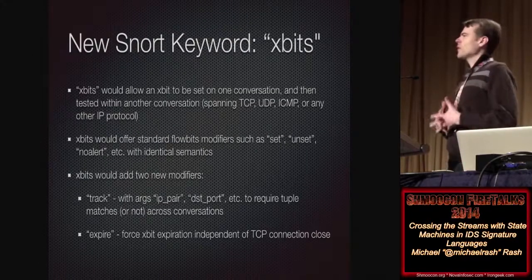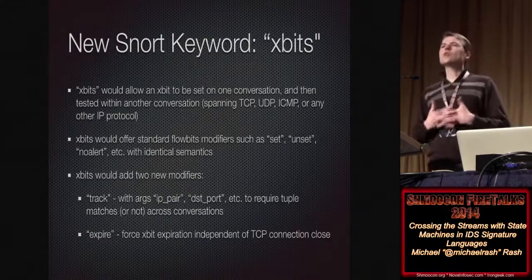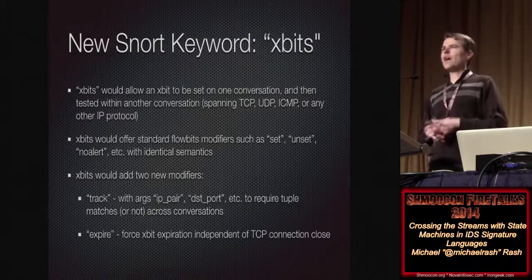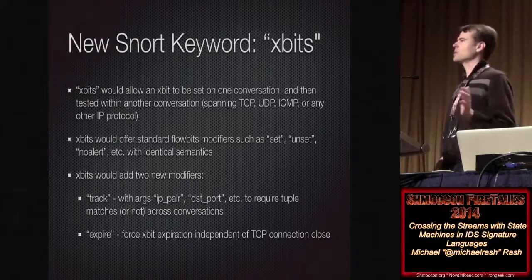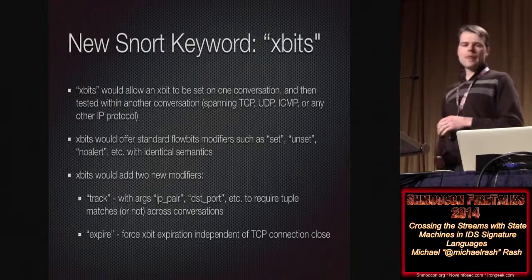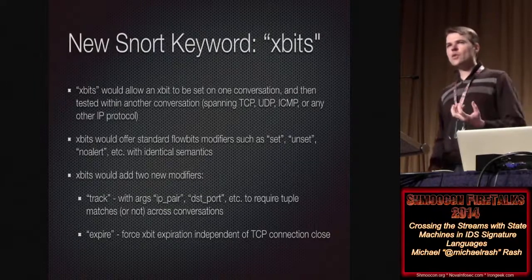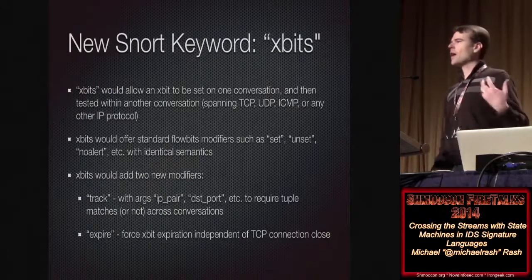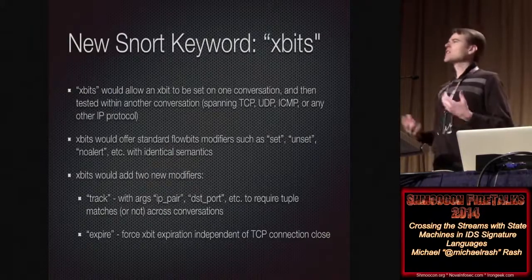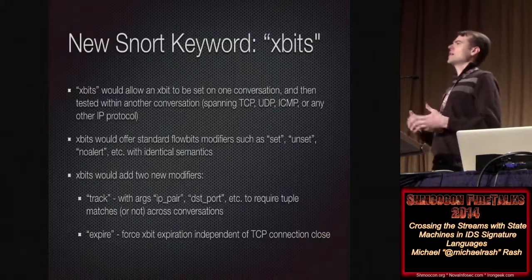So part of this talk is a proposal for a new keyword, and if I have time I'll go into some of the trade-offs. I think it needs to be a new keyword because backward compatibility is certainly important. Changing the model through which flowbits operates just by extending flowbits itself might create some issues. But xbits, for crossing the streams.